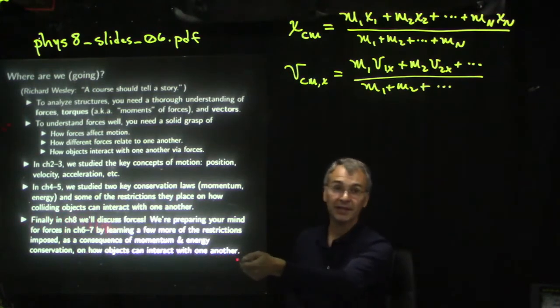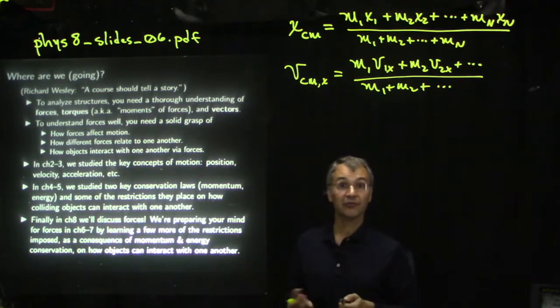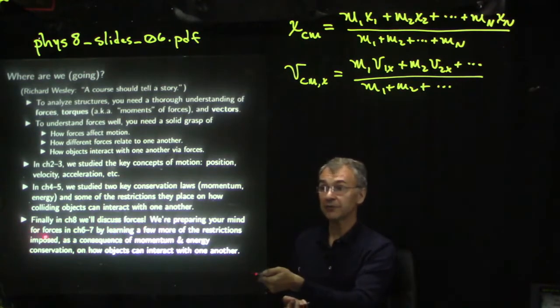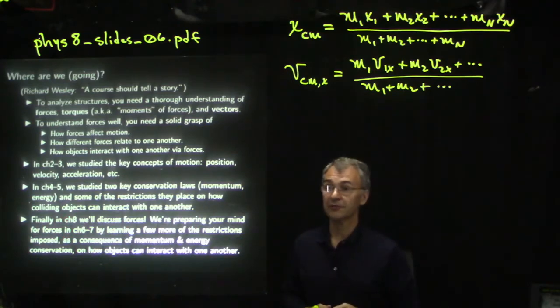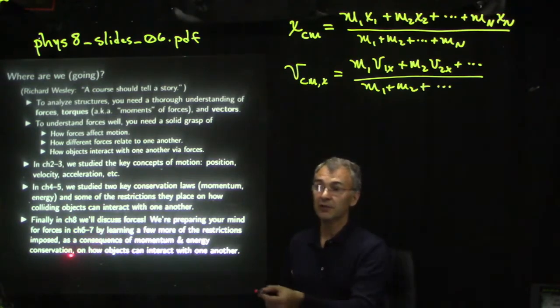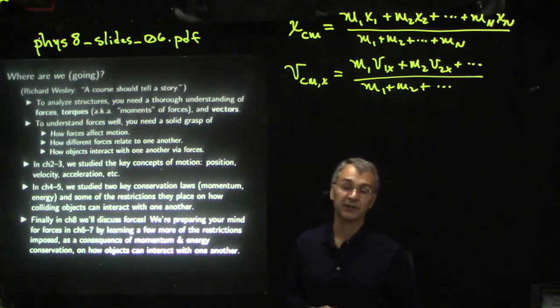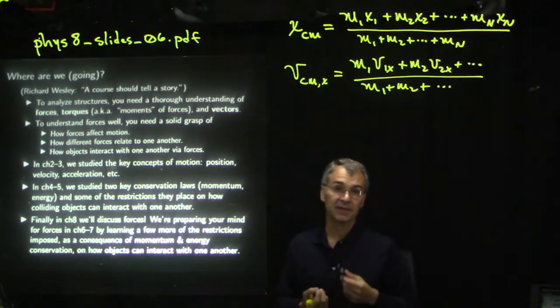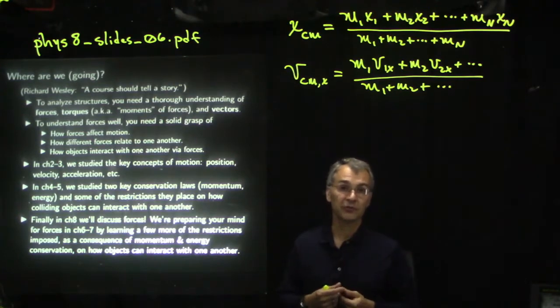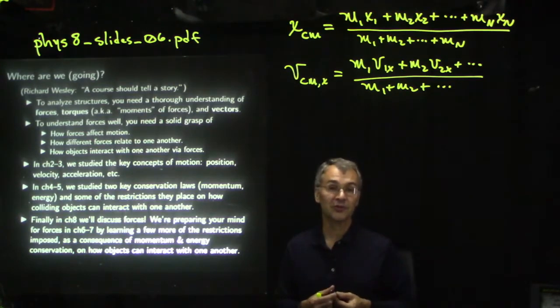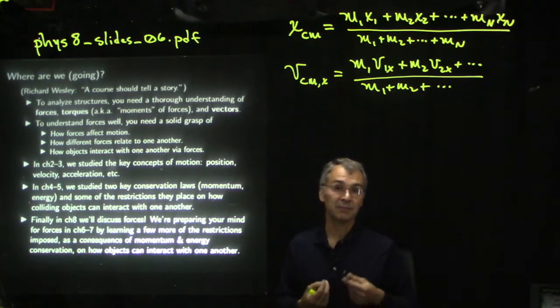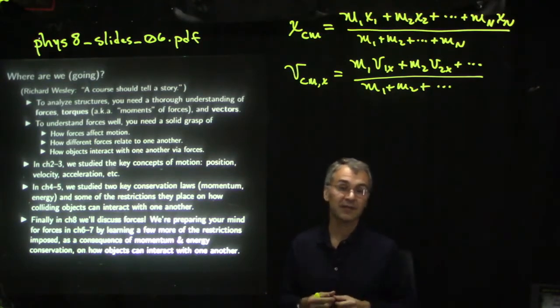Finally, when we get to chapter 8, about a week from now, we will discuss forces. And we are preparing your mind for forces in chapters 6 and 7 by learning a few more of the restrictions that are imposed as a consequence of momentum and energy conservation on how objects can interact with one another. So then some of the more often misquoted or misused or misunderstood aspects of Newton's laws may be a little bit less counterintuitive to you if we've prepared your mind ahead of time.